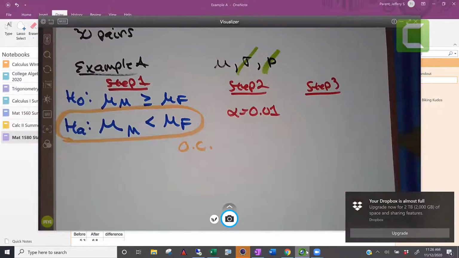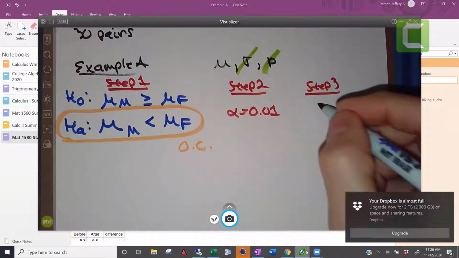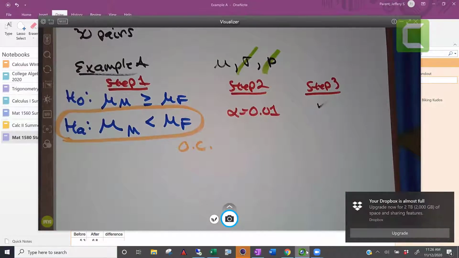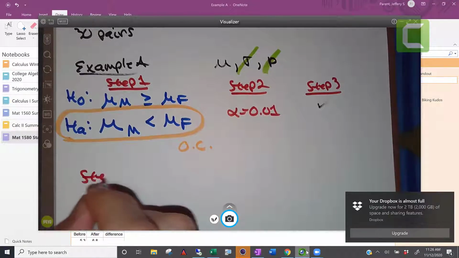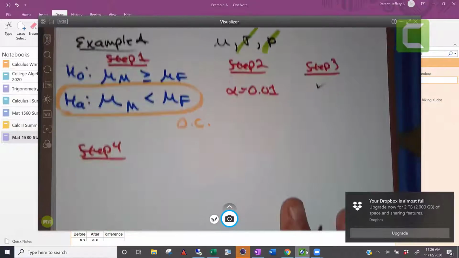Step 3 for us is the new school where we're just going to put that data into Statdisk or a graphing calculator. And I already sent the data to you, so we put it there. So we're in good shape there. Let's take a look at step 4.